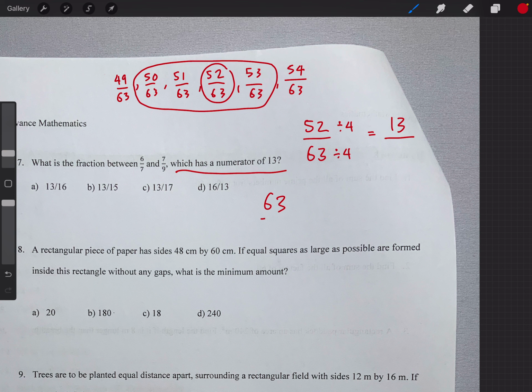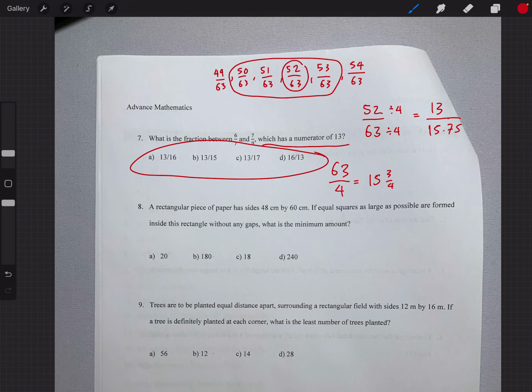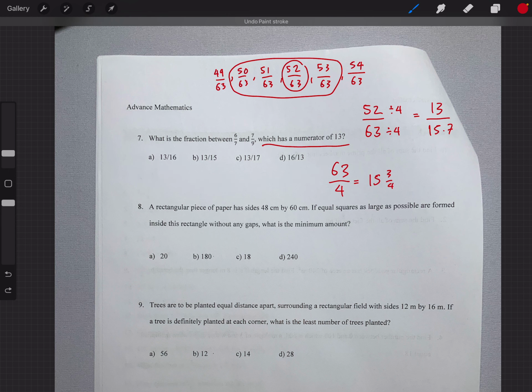63 divided by 4 would give you 15 and 3/4, in other words 15.75. Okay, so which number here is close to 15.75? And that should be the answer. Well, 15.75 is pretty close to 16, isn't it? So that'll be this one here, and that's the answer. All right, so this will be the answer there.